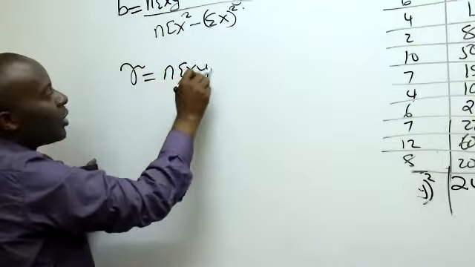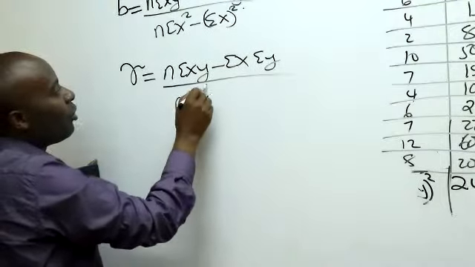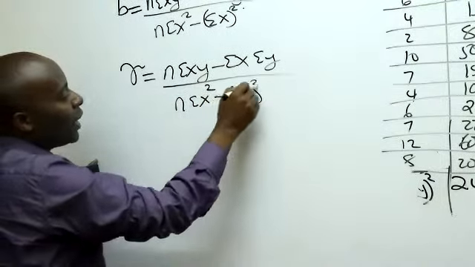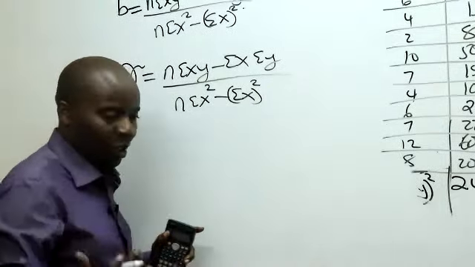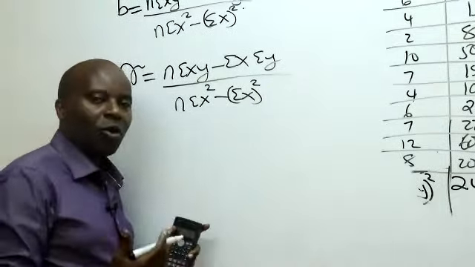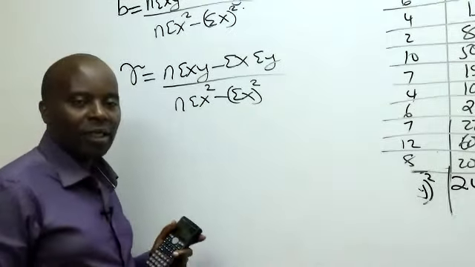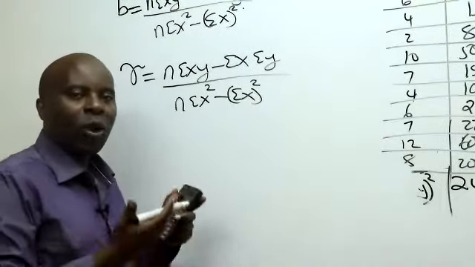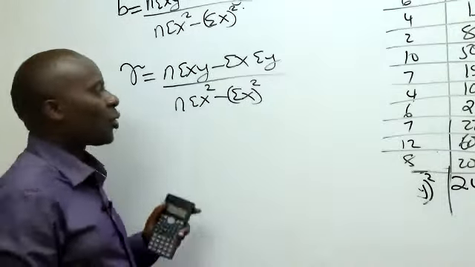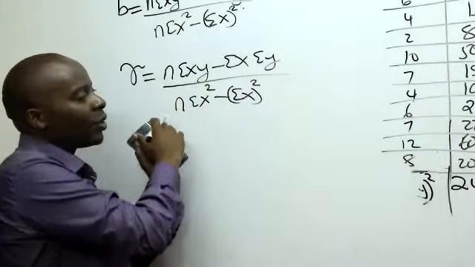N summations of xy minus summation of x, summation of y, all over n summation of x squared, bracket here, summation of x done what here? Squared. But because this is correlation, core means that we've got two aspects. Whenever we talk of co-director, co-author, co-wife, there is something shared. So the same case here, because of correlation, we are looking at how X relates with what here?